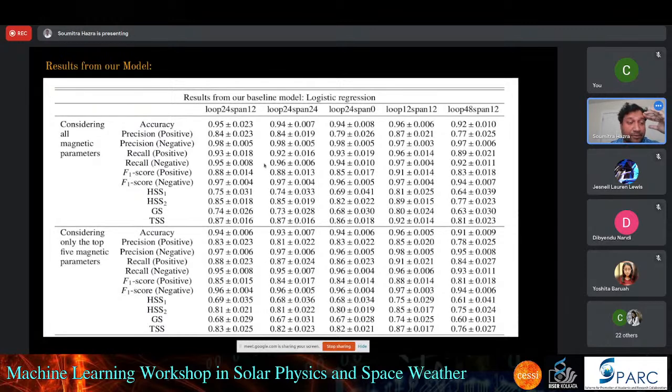That's probably why the time evolution does not matter much in this case. And also we consider only the top 5 magnetic parameters, and in that case, we also got a very good TSS value. So probably only the top few magnetic parameters are sufficient to produce a good model. And this is from our logistic regression model.